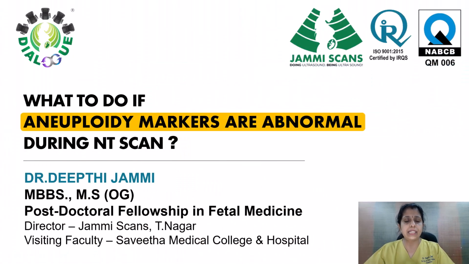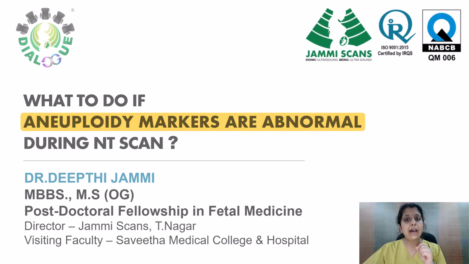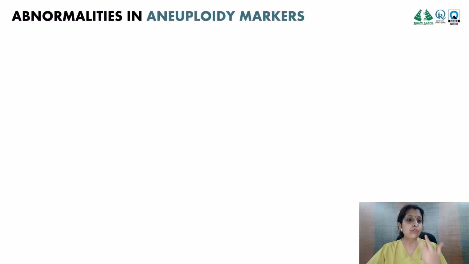And this time we got a lot of queries and topic suggestions after our initial few videos. In this video we are going to see short and crisp details, practical points on what to do when aneuploidy markers are abnormal during an NT scan. So what do I mean by aneuploidy markers? The main things which we are going to see today are two things. One is nuchal translucency, the NT, and ductus venosus, because nasal bone is a topic by itself, so it needs a lot of discussion. So we're going to quickly see about these two aneuploidy markers, what happens and what we need to know when these two go abnormal.